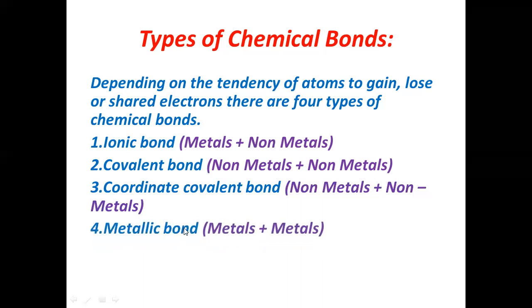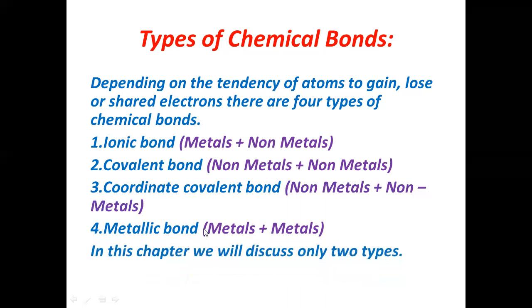Fourth type of bond is metallic bond. Metallic bond is formed between metals. Metal plus metal will form a metallic bond. Although we have four important types of chemical bonds, in this chapter of your book we will discuss only two types: ionic bond and covalent bond. Ionic bond is between metals and non-metals, while covalent bond is between two non-metals.